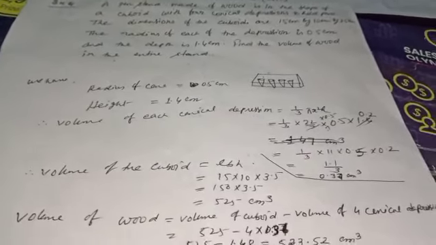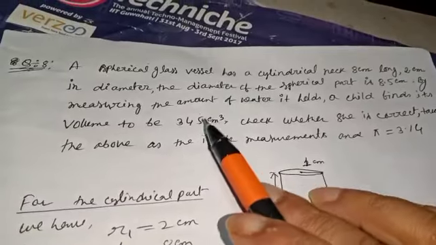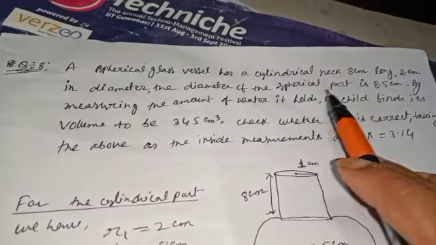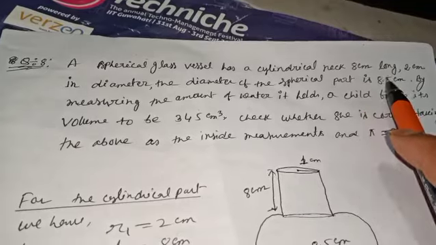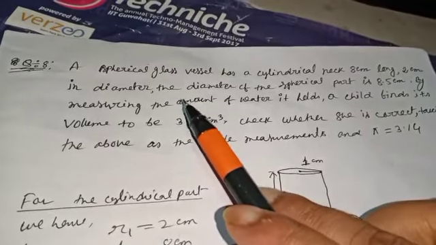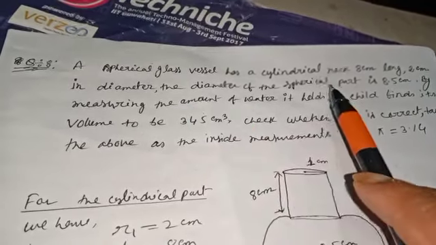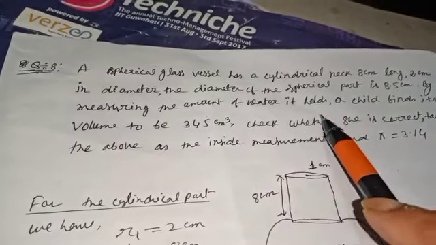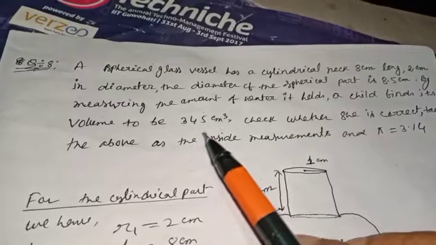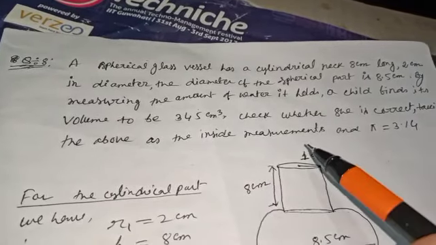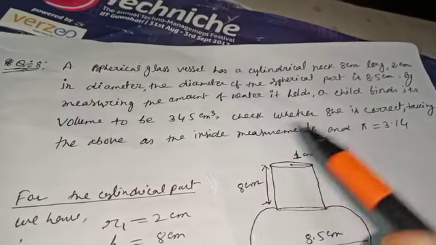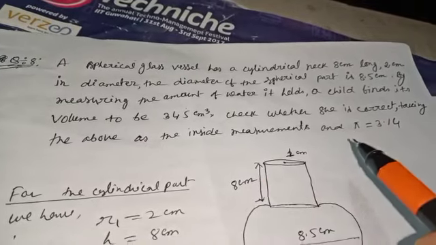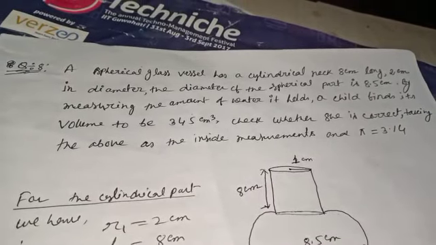Clear? Okay. Next question. So number 8. A spherical glass vessel has a cylindrical neck, 8 centimeter long, 2 centimeter in diameter. The diameter of the spherical part is 8.5 centimeter. By measuring the amount of water it holds, a child finds its volume to be 345 centimeter cube. Check whether she is correct, taking the above as the inside measurement and pi is equal to 3.14.